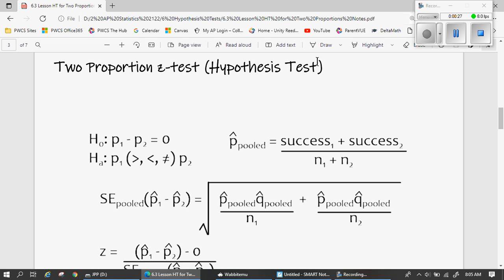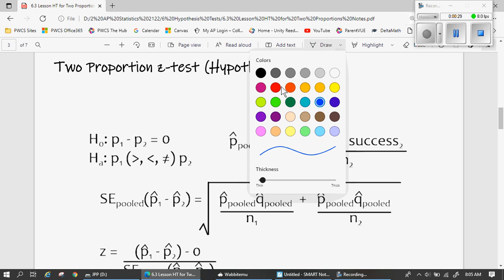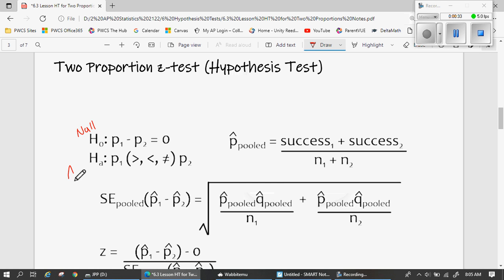And so we always have our null hypothesis and our alternative. And so reminder, there's our null, there's our alternative. Our null is still going to be an equality. In this instance, our null is always going to be equal to 0. We are always going to assume there is no difference in the proportion of these two samples. And so we take population proportion 1 minus population proportion 2 is 0. This means there is no difference.